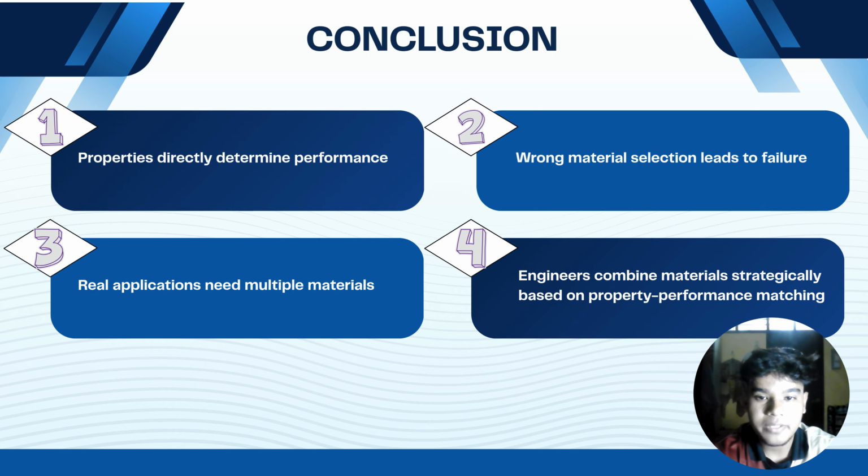Third, real applications need multiple materials. No single material can do everything. A complex system like a plane or a building requires many different materials working together. And finally, engineers must combine materials strategically. We do this based on property-performance matching, choosing the exact right material for the exact right job to make sure everything is safe, efficient, and reliable.